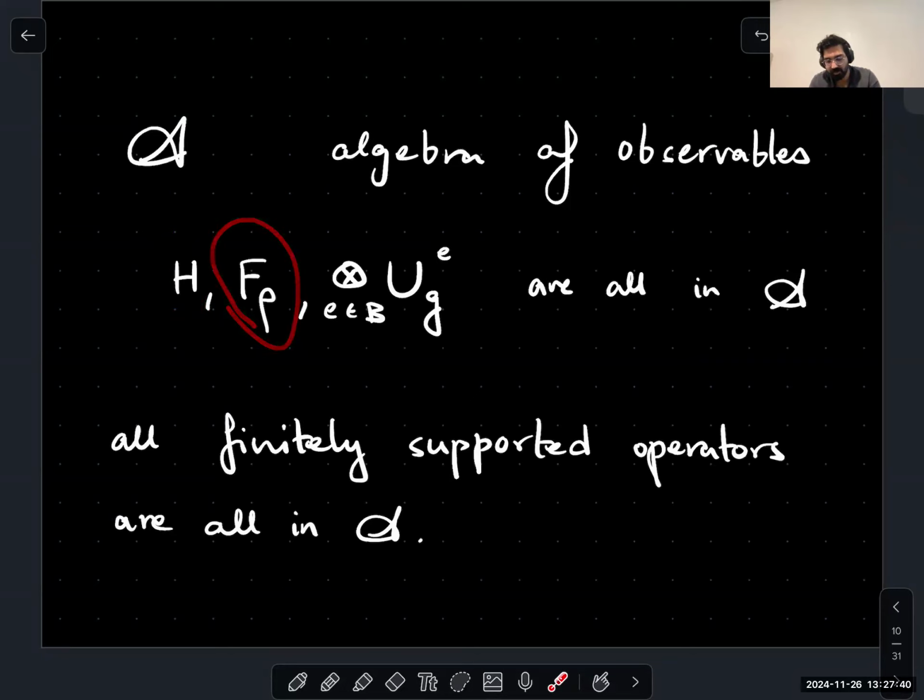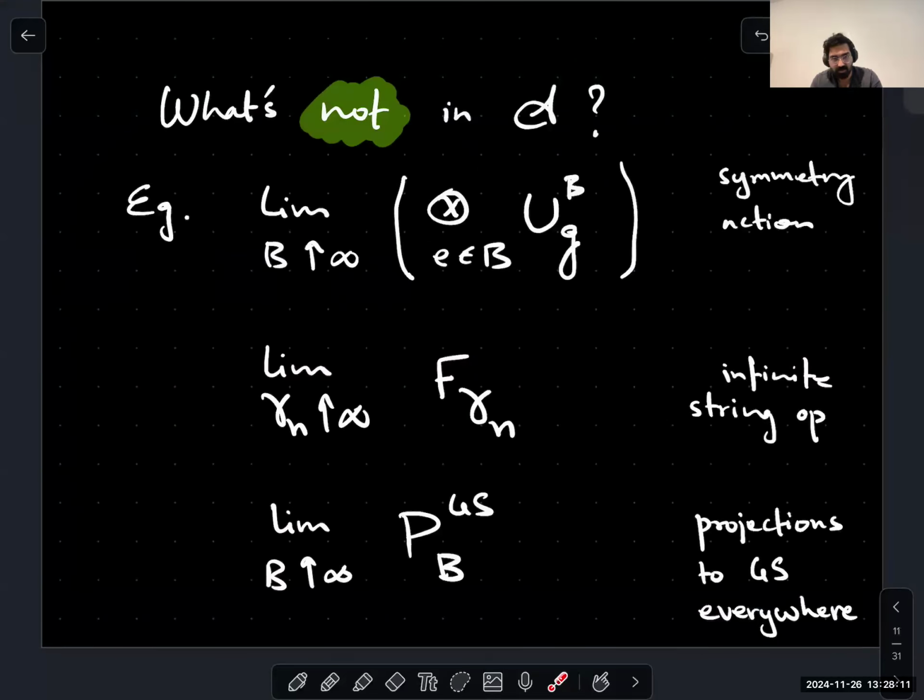Any string operator is a part of this algebra as long as the string is finite. And any symmetry action is also a part of this algebra as long as the symmetry action is on some finite region. So this B over here denotes a finite ball of the lattice. Literally all operators with finite support are in the quasi-local algebra. You can think of any projection, any sort of easy thing, it's all in this algebra. But nevertheless, there are things that are not in this algebra.